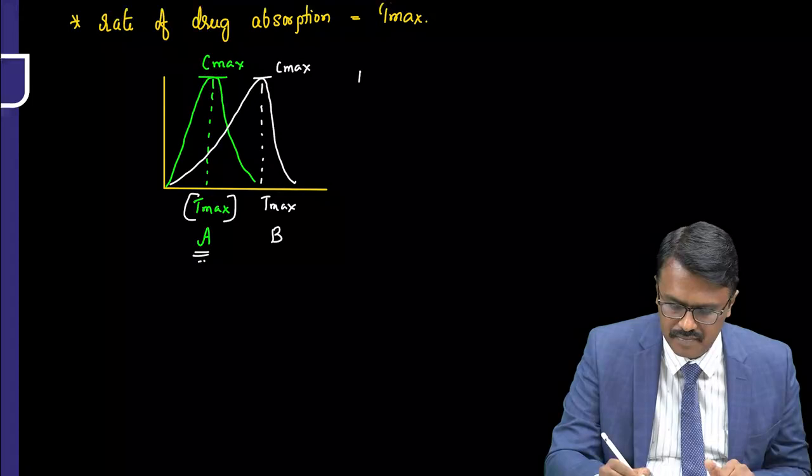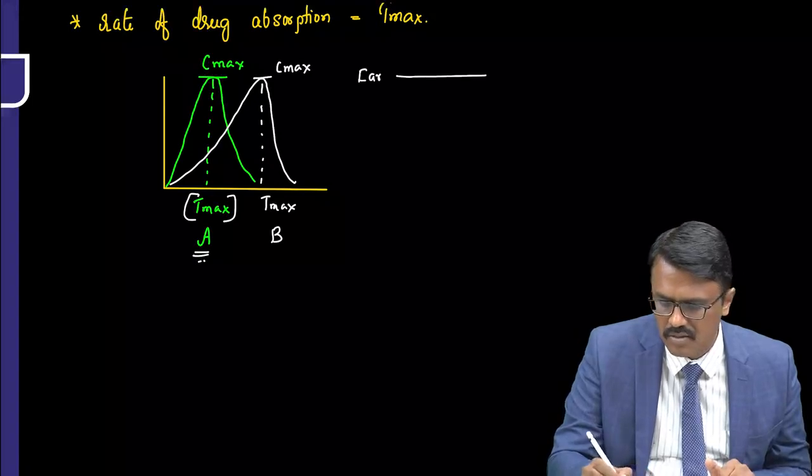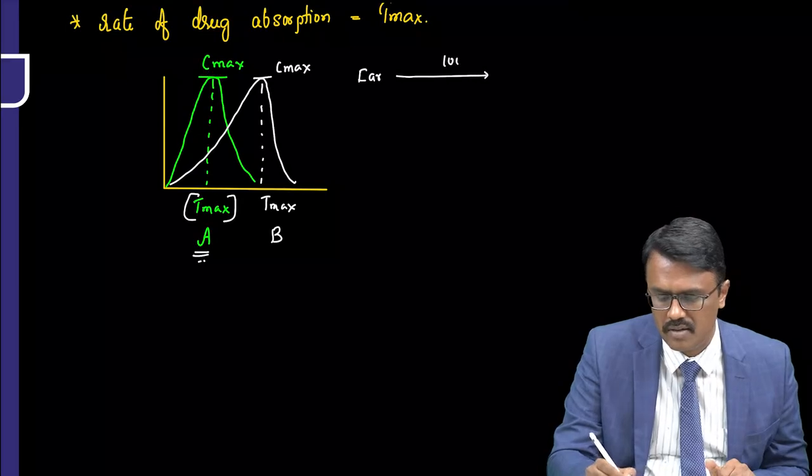Now I'll give one more example. You have a car and you have to reach a destination that is 100 kilometer. This is the destination and you take 1 hour for that.